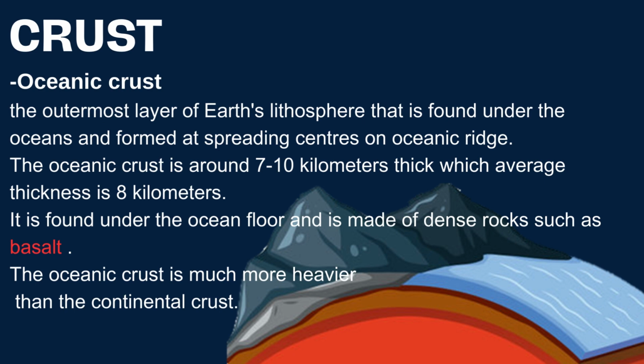Oceanic crust. The outermost layer of Earth's lithosphere that is found under the oceans and formed at spreading centers on oceanic ridges. The oceanic crust is around 7 to 10 km thick, with an average thickness of 8 km. It is found under the ocean floor and is made of dense rocks such as basalt. The oceanic crust is much heavier than the continental crust.